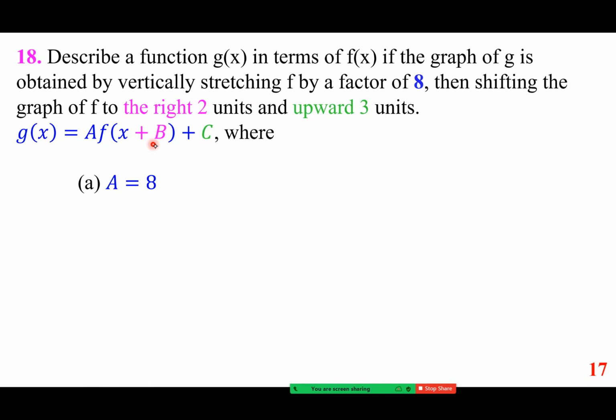This one, if we move to the right, we get minus 2. If we move to the left, we get plus 2. So in this case, move to the right, minus whatever this number is, minus 2. We're going to go up by 3. So this is up and down. If it was down, minus 3, since it's up, plus 3. So those are the transformations.